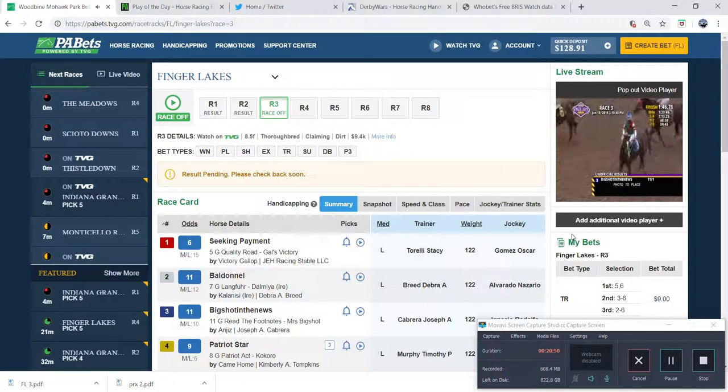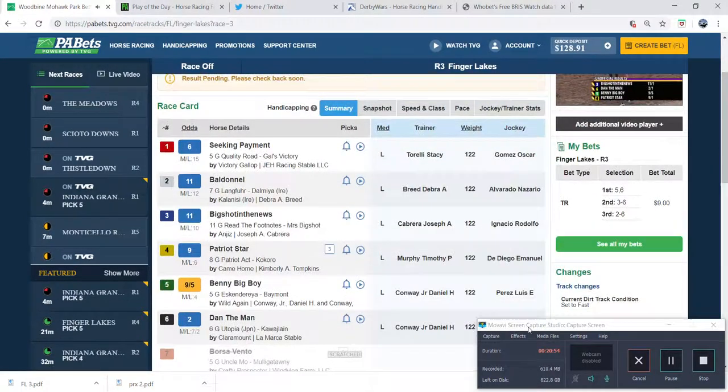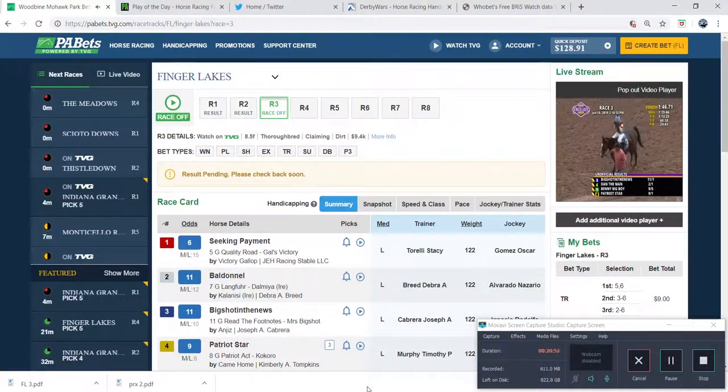Second place, 6, Dan the Man. Third place, 5, Benny Big Boy. Fourth place, number 4, Patriot Star. So you're looking at a $53 payout in that exacta.